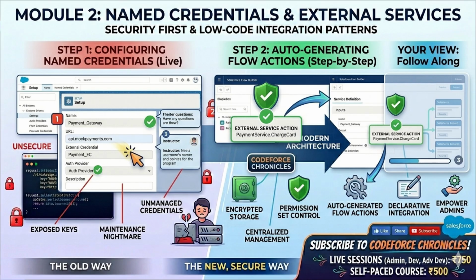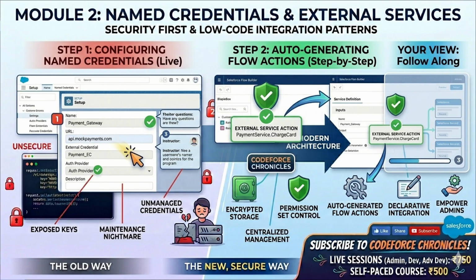Create the external credential first. Go to setup and search for named credentials. Click on the external credentials tab and hit new. We will name this payment gateway EC. For authentication protocol, we will select custom.